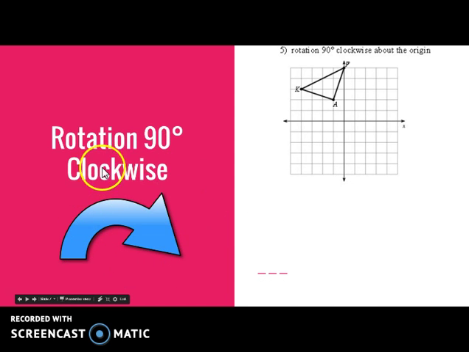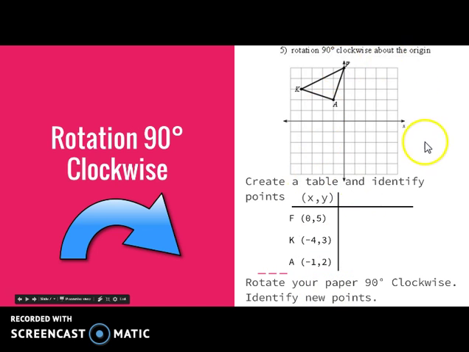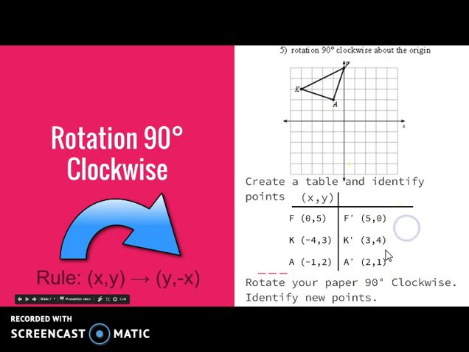Now, if I rotate 90 degrees clockwise, it's going to be a little bit different. And again, you can make a table when you're doing these problems. But we can start by rotating our paper 90 degrees. And this time, we'll go clockwise. So again, maybe draw an arrow and write clockwise like this on your notes so you know which direction that is. And if I rotate my paper 90 degrees clockwise, I can write down the new coordinates. And this helps you see what that rule is.